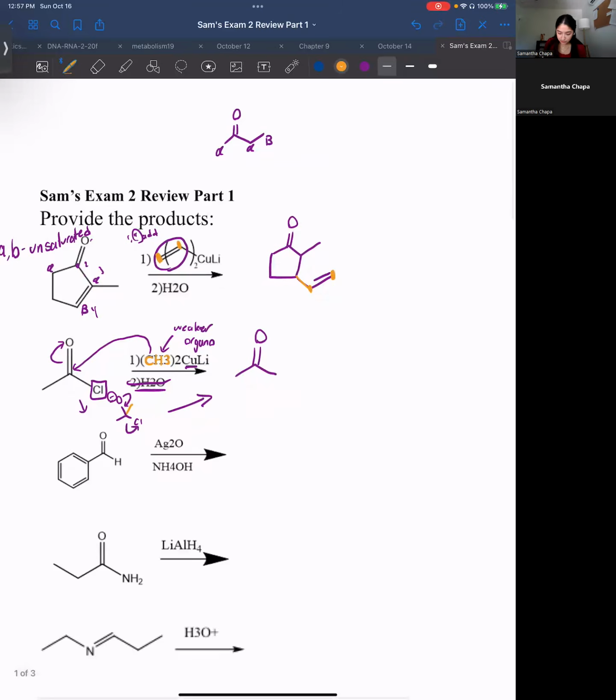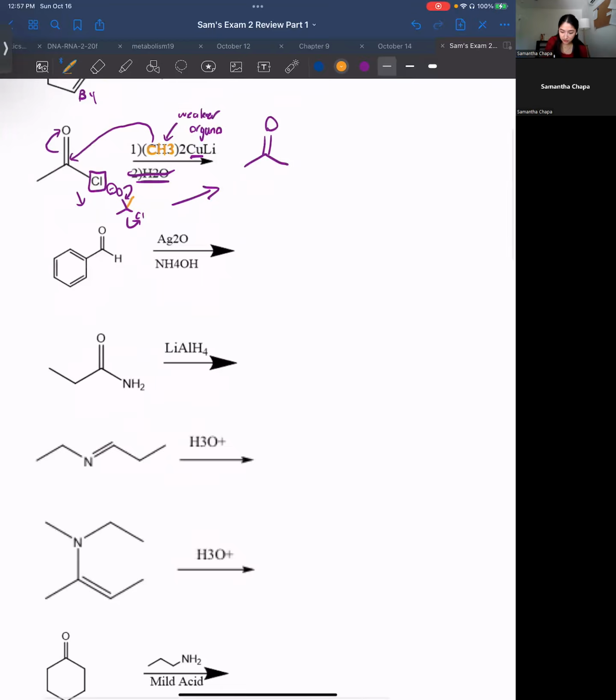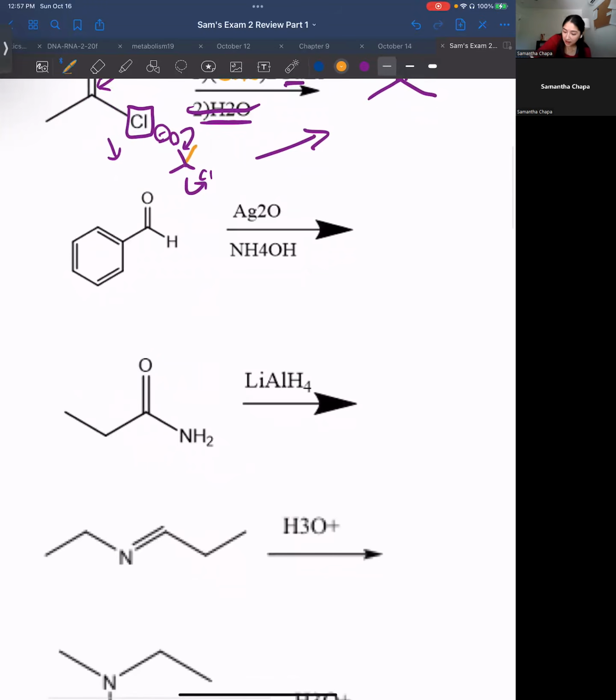All right. Let's go to this next one. So here we have Tollens reagent. What Tollens reagent does is it's selective for aldehydes, and it turns them into carboxylic acids.